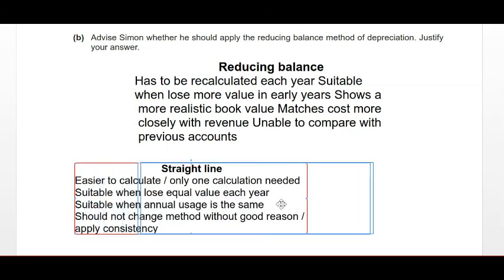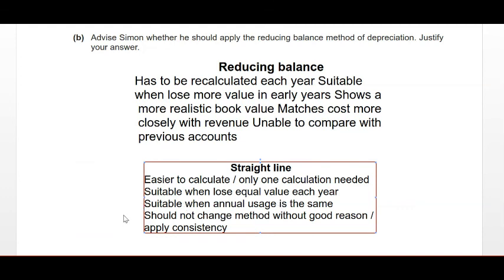However, you can also mention the benefits of the straight line method, that it is easier to calculate, and you have the same amount to be used in terms of depreciation each year, and it is more suitable when annual use of the asset is evenly spread over the year, and you can use the straight line method under that situation. So, I think this question ends over here.